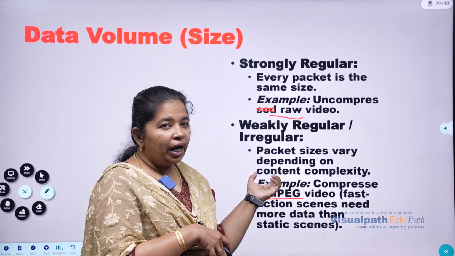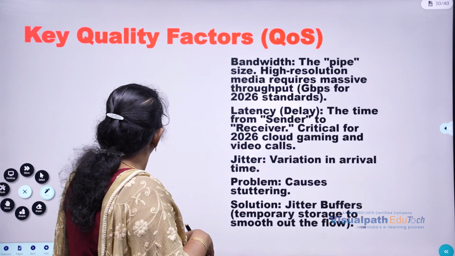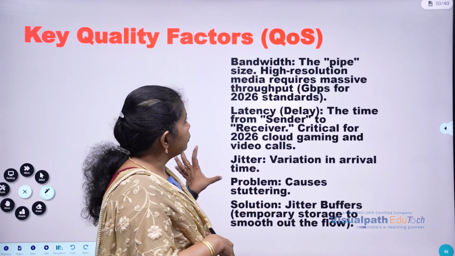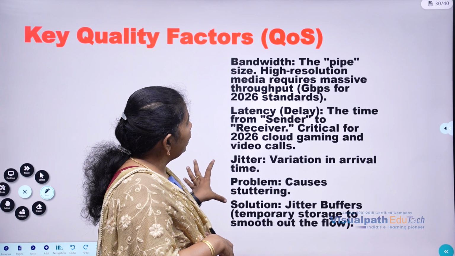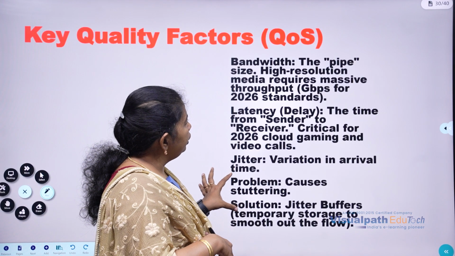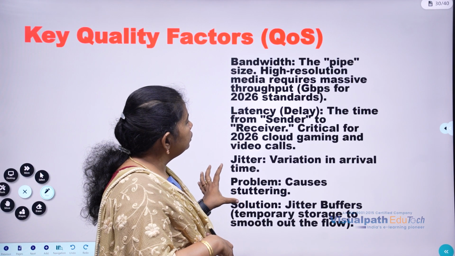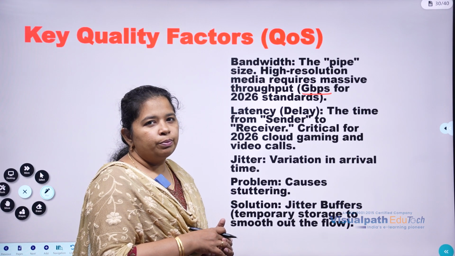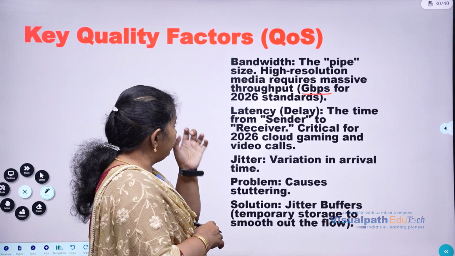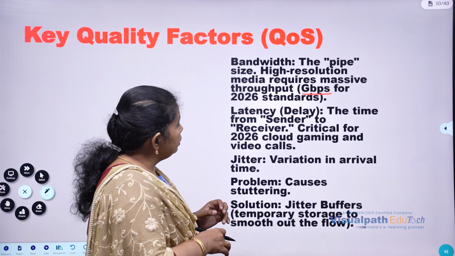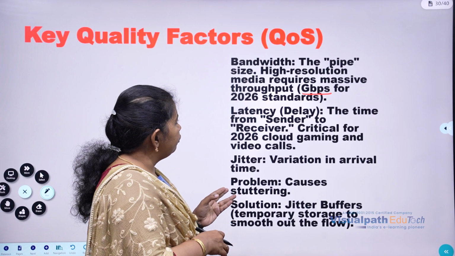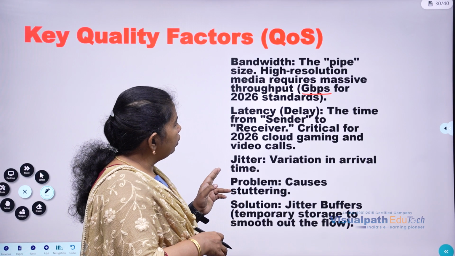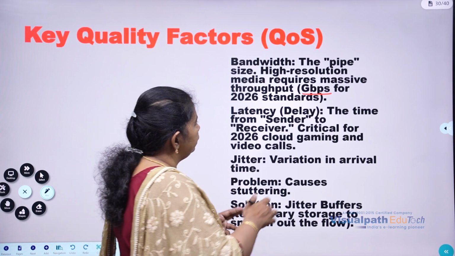So all the packets should be sent in parallel. Talking about the quality factors of a picture: the bandwidth, the pipe size. High resolution media requires massive throughput, that is Gbps, gigabits per second, by 2026 standards. Latency means there is a delay, the time from sender to receiver. It is critical, right?